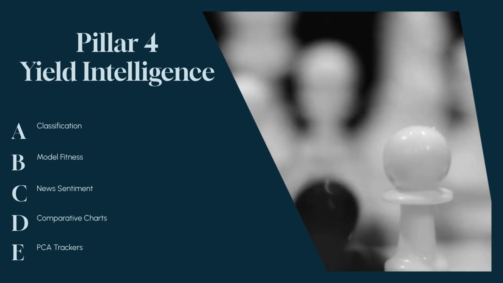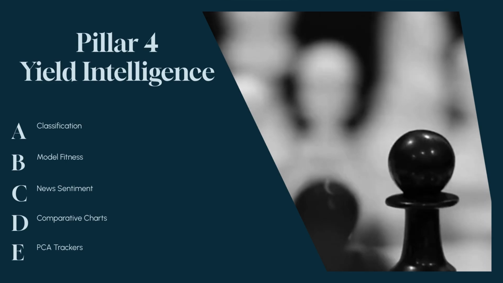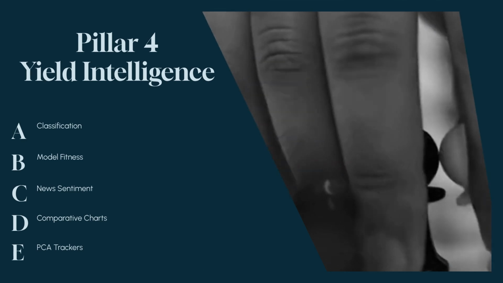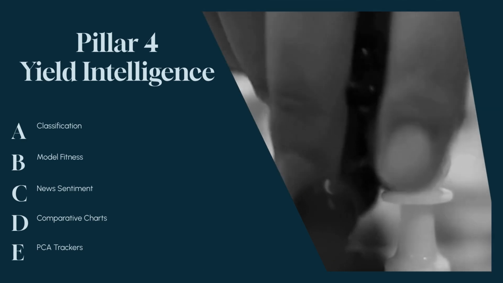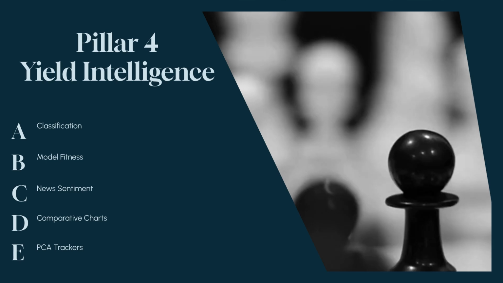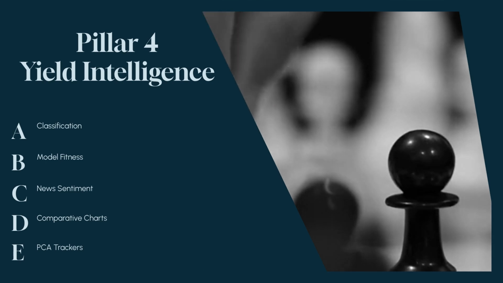It classifies curve movements, measures how forecasts align with macro scenarios, and overlays news sentiment to explain what's driving the shifts. With interactive comparative charts and our PCA tracker, users can explore what's changing, why it's changing, and how to act on it. In short, Yield Intelligence transforms data into decisions, making every forecast explainable, contextual, and actionable.